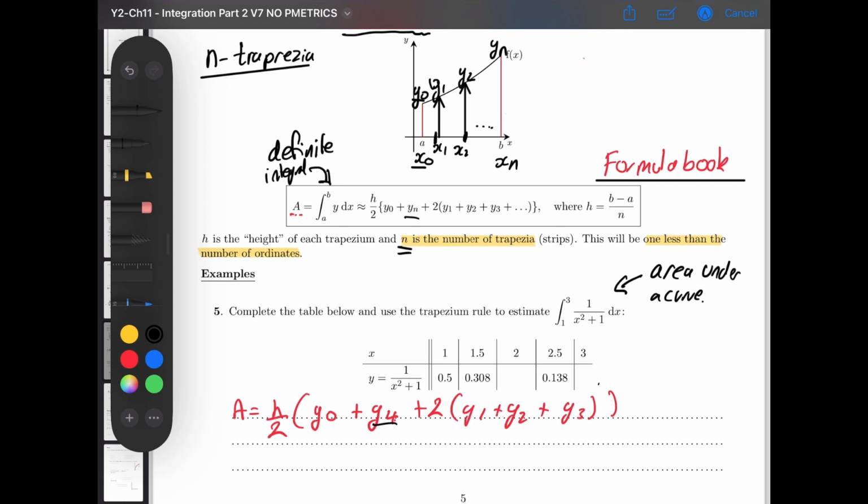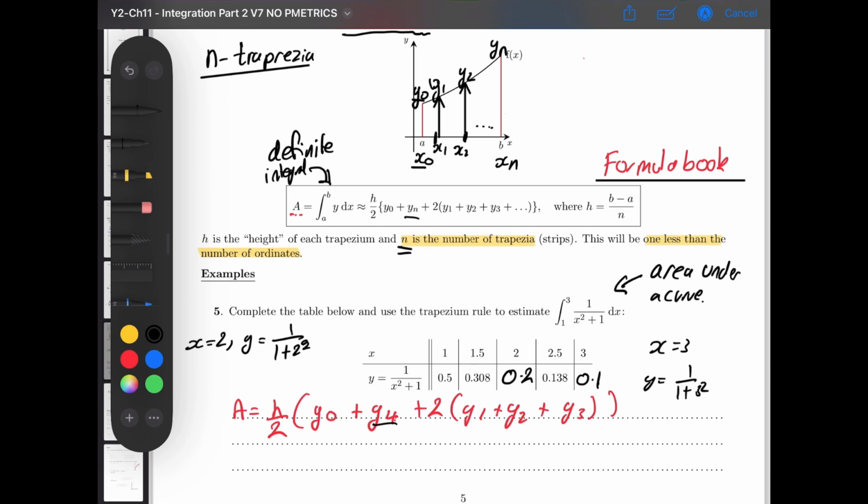We're just going to substitute in. When x equals 2, y equals 1 over 1 plus 2 squared, which equals 0.2. Similarly, when x equals 3, y equals 1 over 1 plus 3 squared, which equals 0.1.